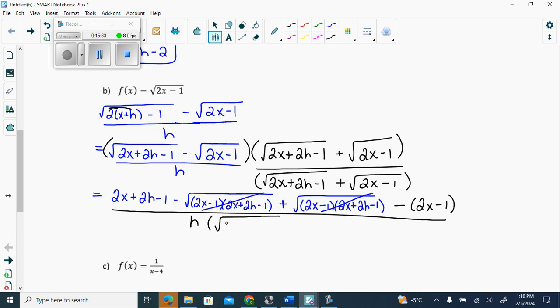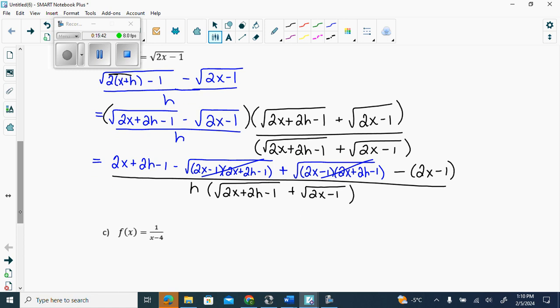So we're going to get root 2x plus 2h minus 1 plus root 2x minus 1. Now in the top, we're left with 2x plus 2h minus 1 minus 2x plus 1. And that makes me happy because the 1's are going to cancel and the x's are going to cancel, and I need them to get out of my life. Right? That's the rule. On the bottom, you have an h, and then you have root 2x plus 2h minus 1 plus root 2x minus 1.